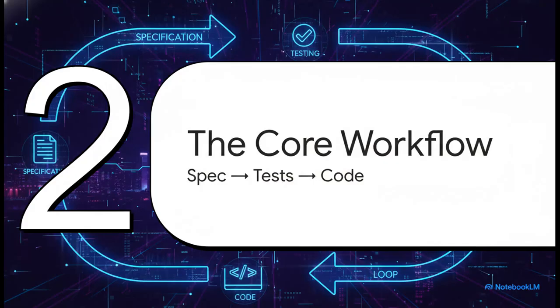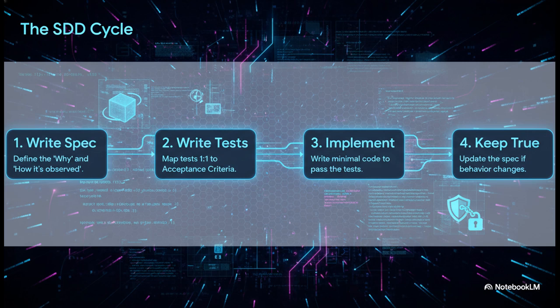All right, let's get practical. How does this actually work day to day? It's a beautifully simple but incredibly powerful loop. Spec, then tests, then code. So the workflow is this four-step cycle. First, you write or update the spec. You're defining why you're building this thing and how you're going to observe its behavior. Second, you write tests that map one-to-one to every acceptance criterion in that spec. Third, you write just enough code to make those tests pass, and no more. And fourth, and this is absolutely critical, you keep the spec true. If the behavior changes, you update the spec first. This is how you avoid spec debt, which is just as dangerous as technical debt.